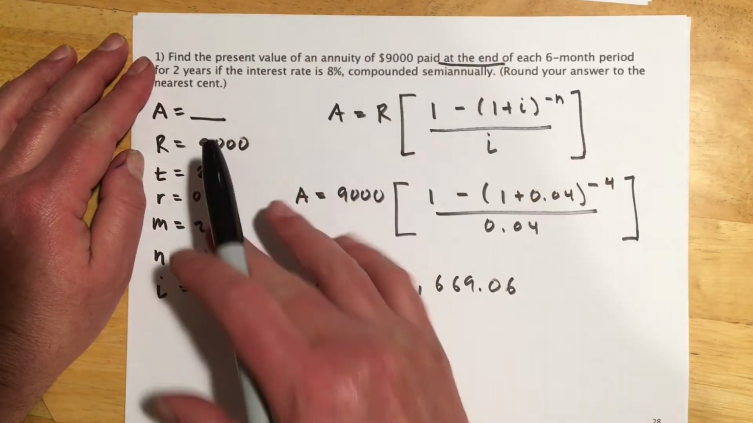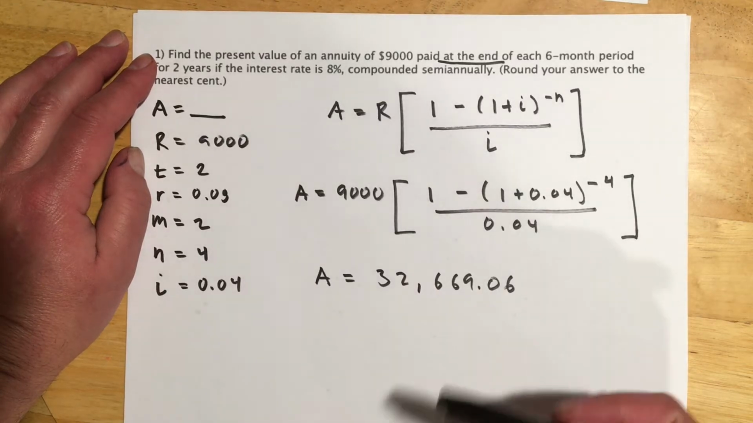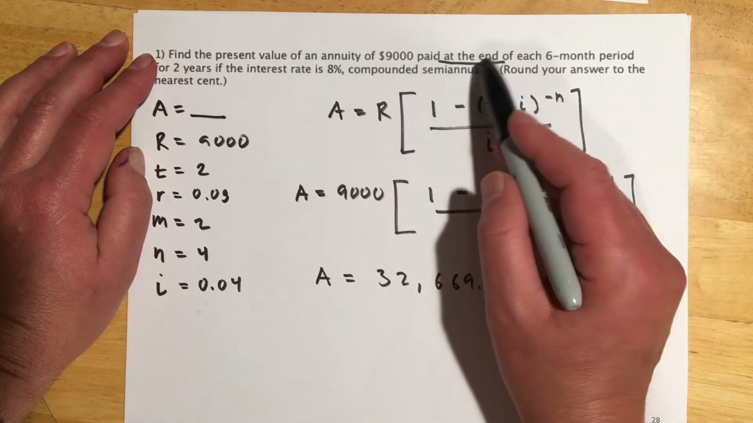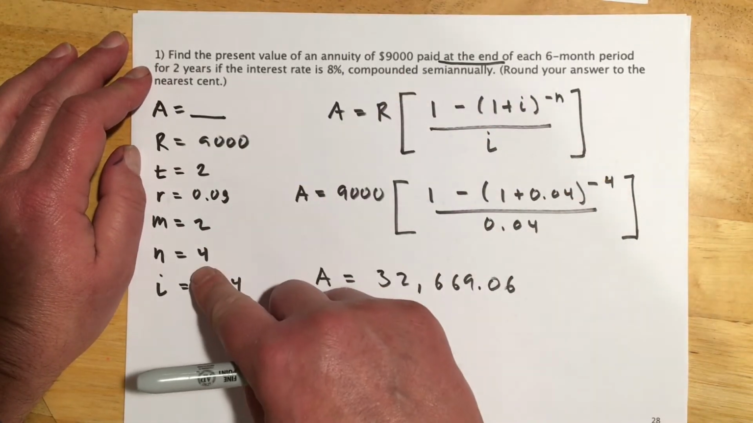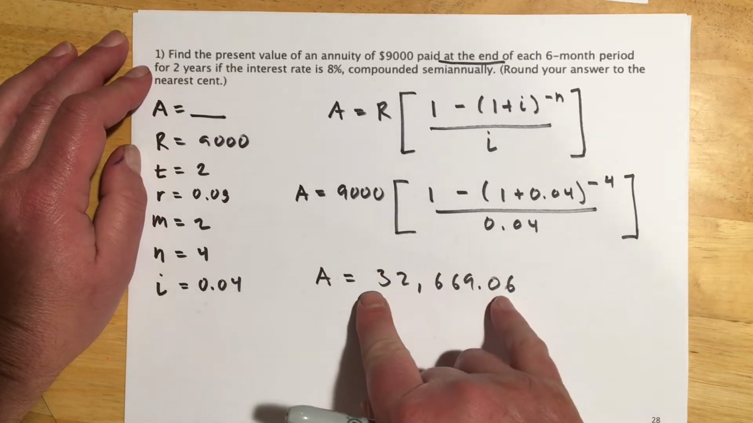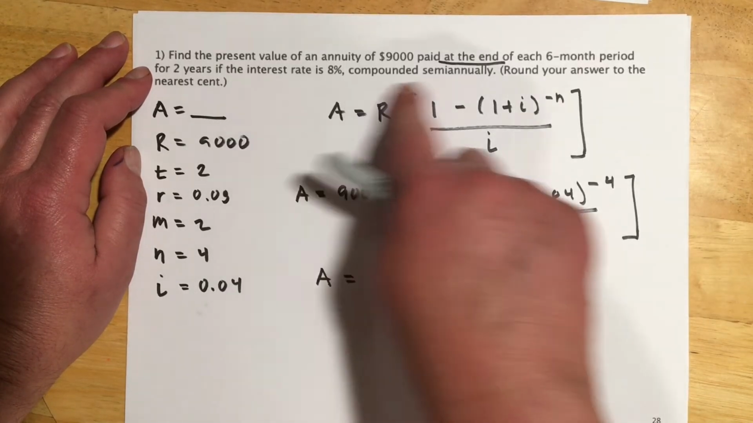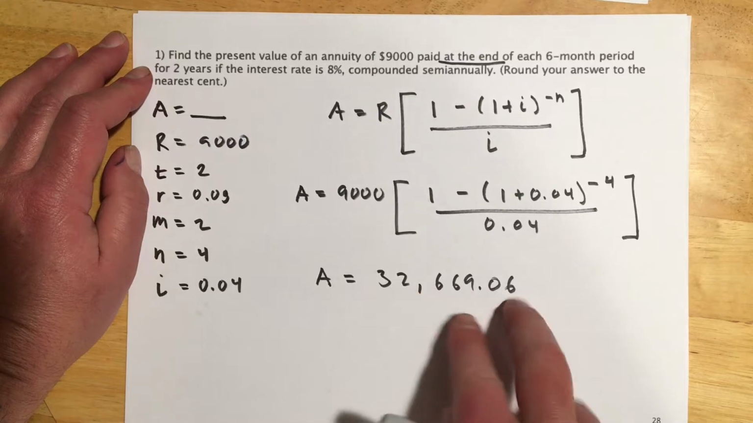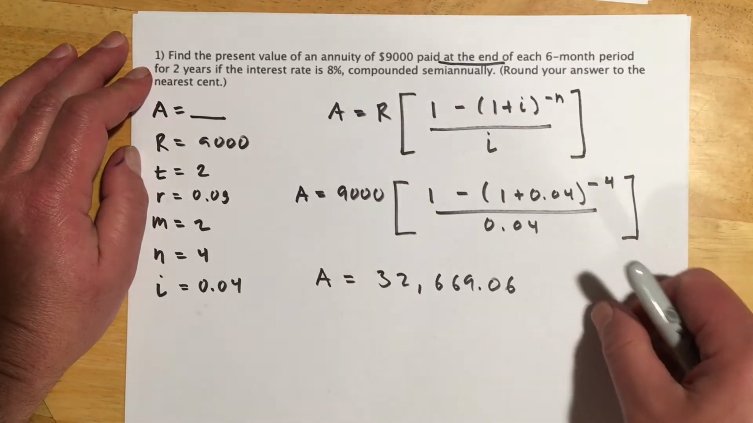Okay, and then again, since this is the first example, let me go back and say what this means relative to this present value thing. So what we found was the present value, the amount of money that it would take right now for an annuity to pay $9,000 at the end of each 6-month period for 2 years. So that would be 4 payments of $9,000, so that would be $36,000. And if we had $32,669.06 right now, we could put that in an account under these terms, and it would pay out $36,000. So you can see a little bit more than what you're investing over the 2-year period.